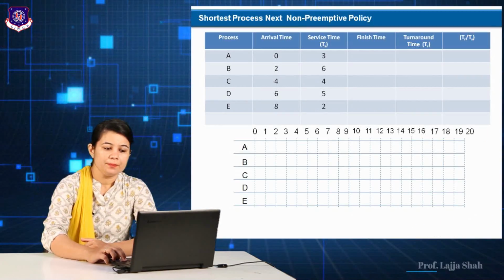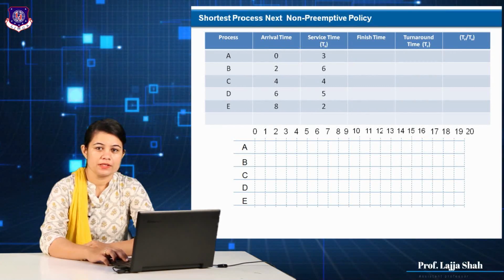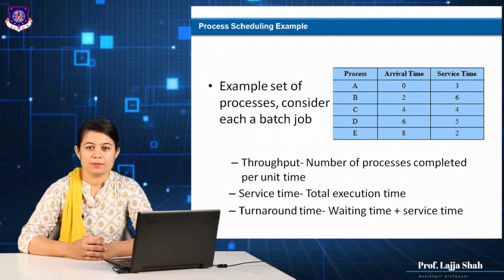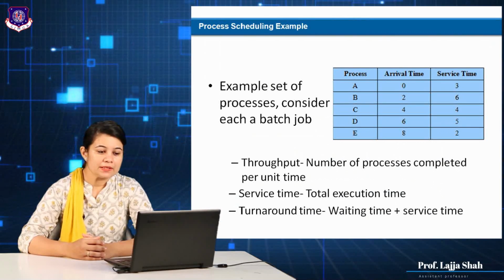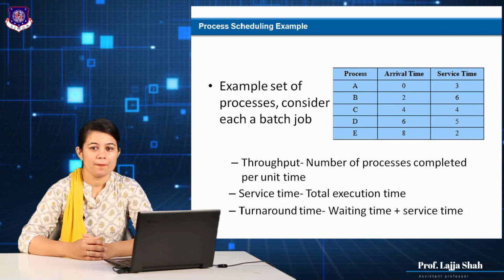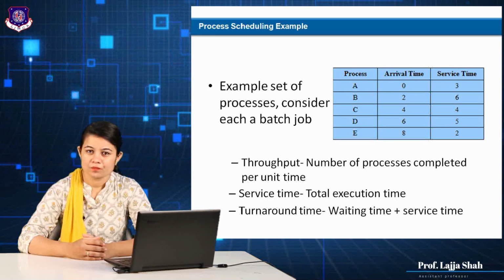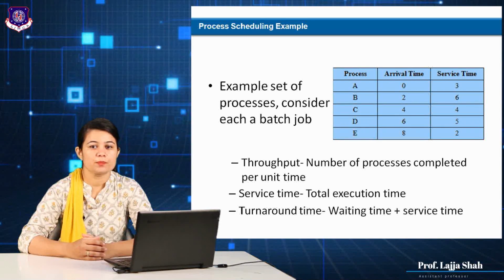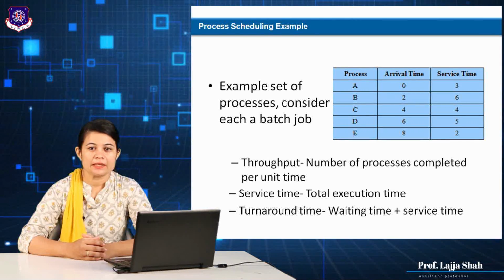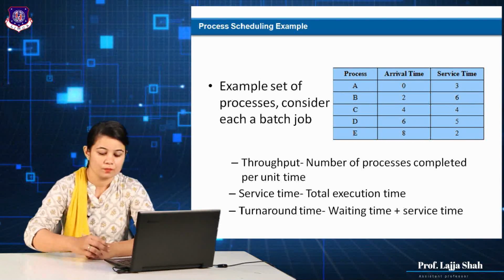Here we are going to see the next non-preemptive policy, that is shortest process next. We will understand this policy by using an example. In this example, we have taken 5 processes, process A, B, C, D and E. We have taken their arrival time, which is the time at which the process will be created in the system, and their service time, that is the total execution time of the process in the system.